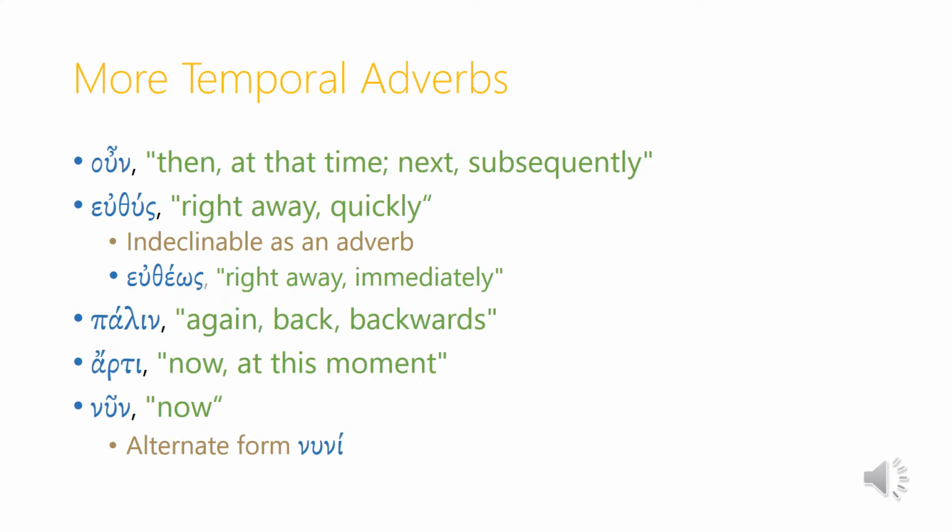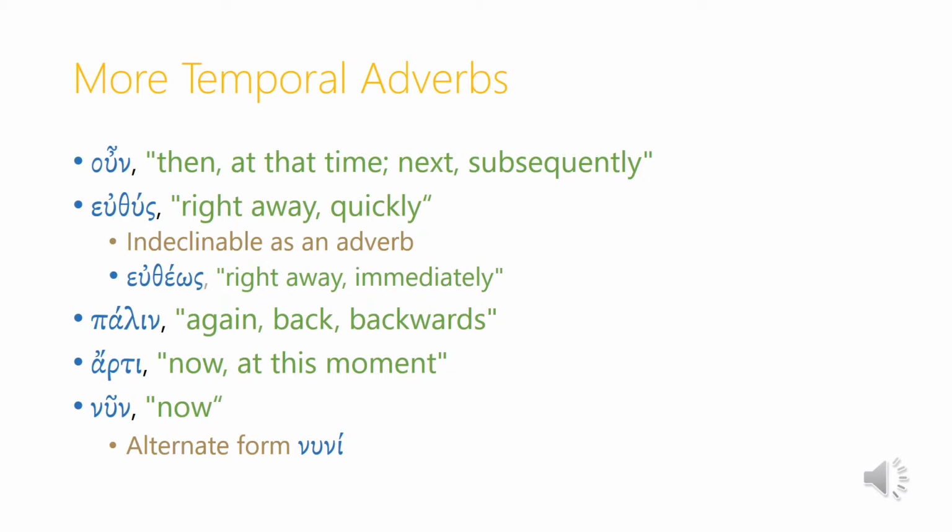There are several other adverbs that have to do with time. Ute means then, in the sense of at that time, and it can also mean next, subsequently. Euthus means right away or quickly. This is actually an adjective, but when it's being used in an adverbial sense like this to mean quickly, then it's indeclinable. You don't have to put different endings on it. The other adverb form that's related to it is eutheos, which really means the same thing, right away, immediately.